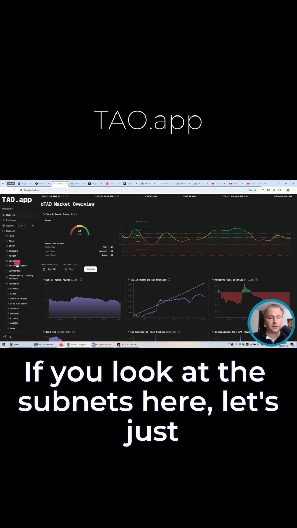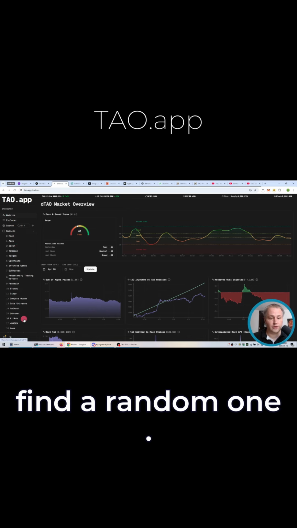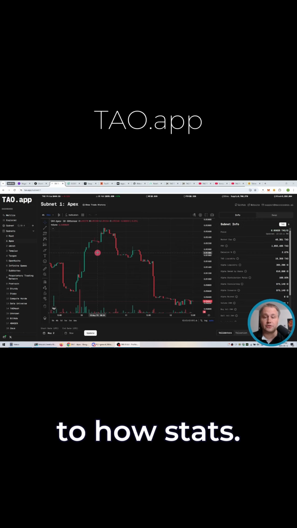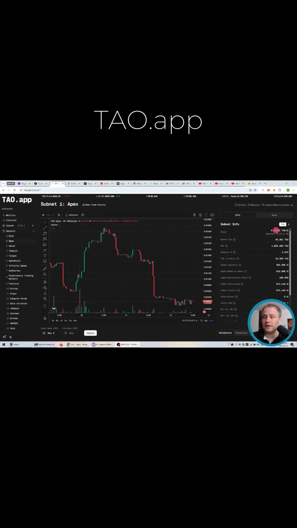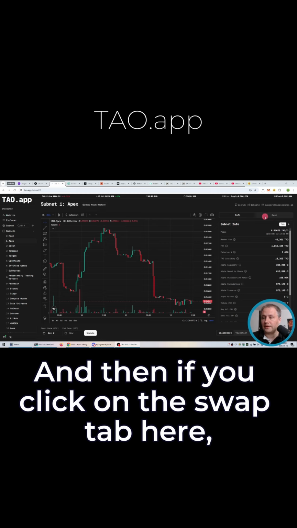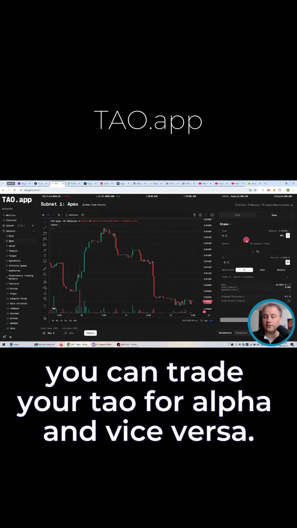If you look at the subnets here, let's just find a random one. So you can see it's a very similar layout to Tau Stats. You got the chart on the left here. On the right, you can see the price and the price information. And then if you click on the swap tab here, you can trade your Tau for alpha and vice versa.